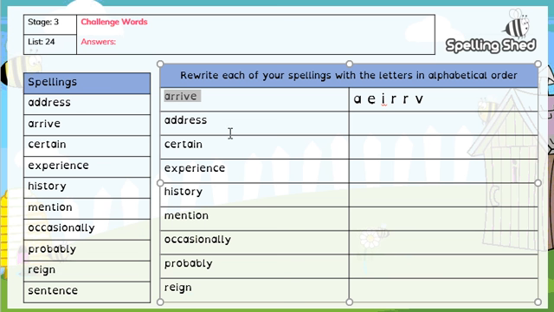How I would do this, I would write down the spelling first, and then I would cross off each of the letters as I go. That way, you know you're not going to miss any letters. If it helps, write the alphabet at the top of your page as well. Then you know that you're not going to miss out any letters.